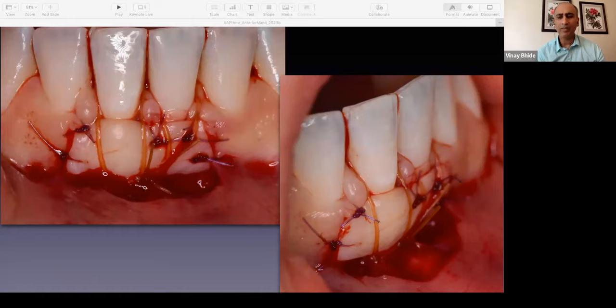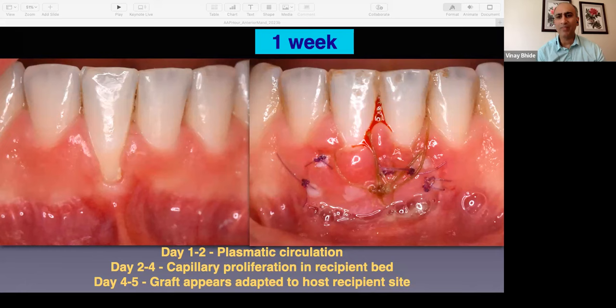And at 1 week, we can see that this is what a typical free gingival graft looks like. It always looks a bit war-torn, as one of my colleagues says, but if you just have enough patience, you'll see that over time, that graft will mature. It has to go through the various healing phases, such as the plasmatic circulation and capillary proliferation. And by day 4 or 5, the graft will be adapted to the recipient site.